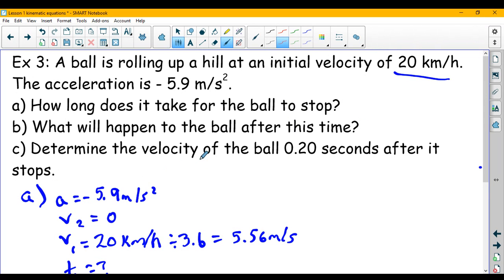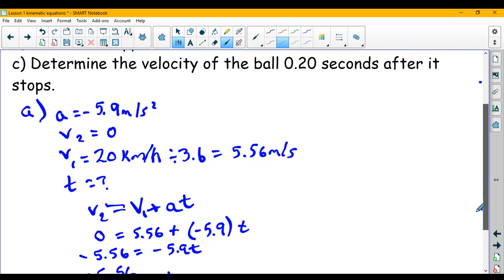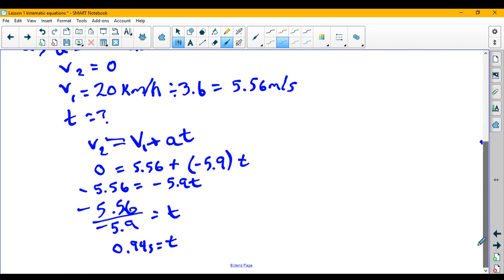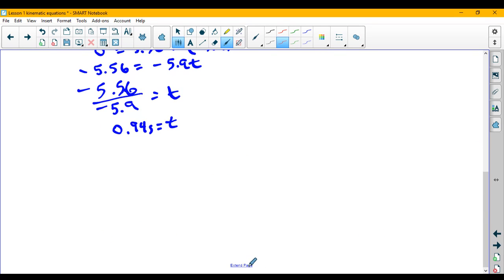But also, I want to look at part C. Part C asks the velocity of the ball 0.2 seconds after it stops. So 0.2 seconds after it stopped, and then it's rolled back down the hill for 0.2 seconds. So we're going to find the velocity at that point. And we have to think about what parts are still usable, right? What parts are still important?